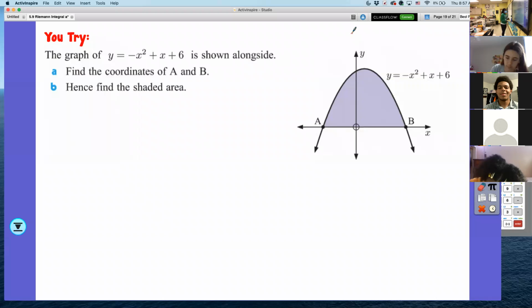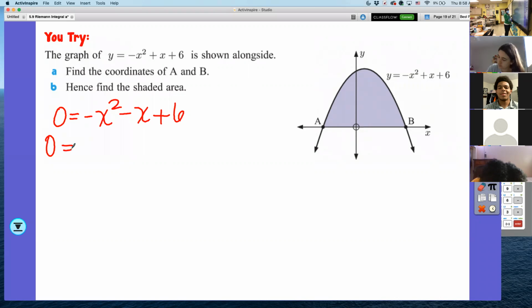To find the coordinates of A and B, you are essentially finding your x-intercepts. Of course, you can do this graphically by plugging in 0 into y1 and the function into y2 to figure out where those intersections are, and that will give you your coordinates of A and B. But I'm definitely going to use this time to review how to factor. Don't forget about factoring. Anytime the leading coefficient is negative, factor that out, so that you won't have any issues when it comes to factoring your trinomial.